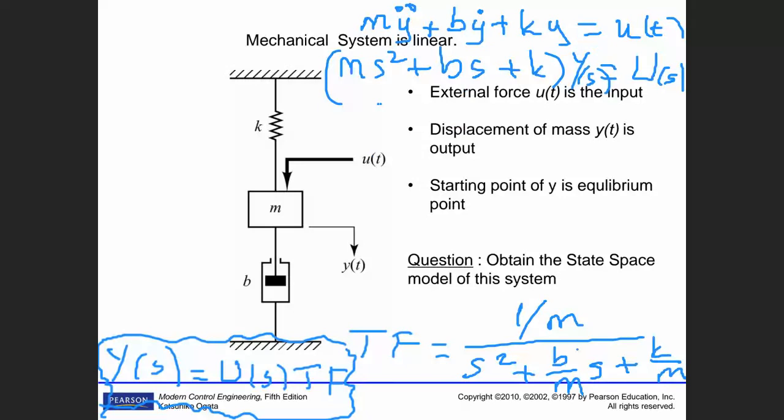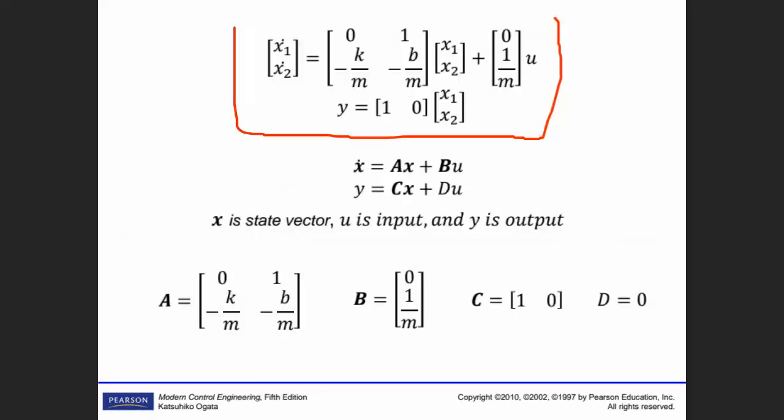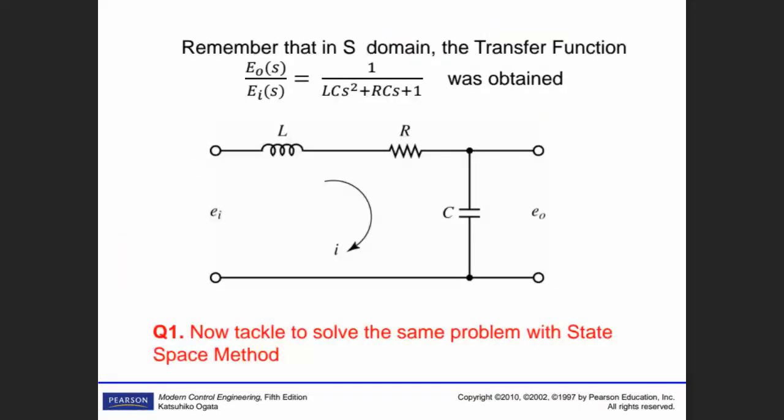So I come back to the system. This A is the state matrix, X is the state variable, U is the input, by the way, B is the input matrix, and C is the output matrix. D, generally we don't have D here, okay? It is the direct transmission matrix. This is what the state space approach is all about.